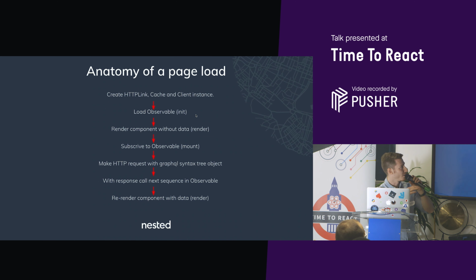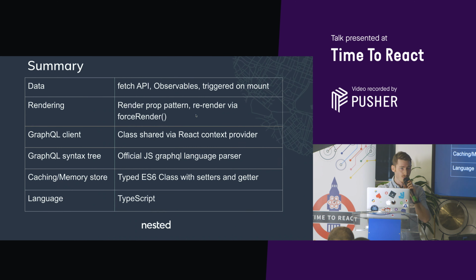So I know there's quite a lot going on in there. So in summary of that whole process, the data is all via the fetch API, observables, and it all comes from being triggered on mount. The rendering follows the render prop pattern, and there's a re-render via React's force render method, which just does a force render regardless of state. The GraphQL client is shared to all children via the React context provider. The GraphQL syntax tree is the official JavaScript language parser. And in this instance, the caching and memory store is a typed ES6 class with setters and getters. And the language is TypeScript.